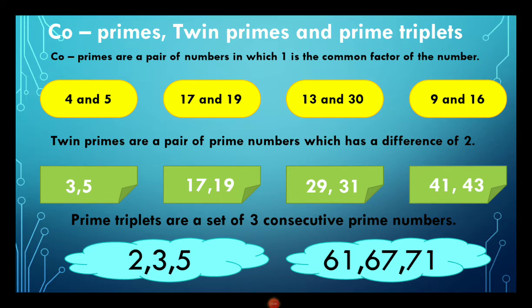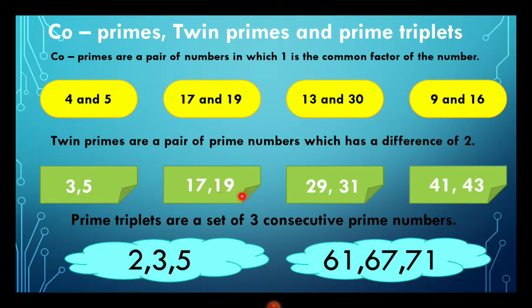Now let's see twin primes. Twin primes are a pair of prime numbers which have a difference of 2. So twin primes are a pair of prime numbers, but the difference has to be 2. Let's see some examples. 3 and 5. 5 minus 3 gives 2. So it has a difference of 2. So these two are twin primes.